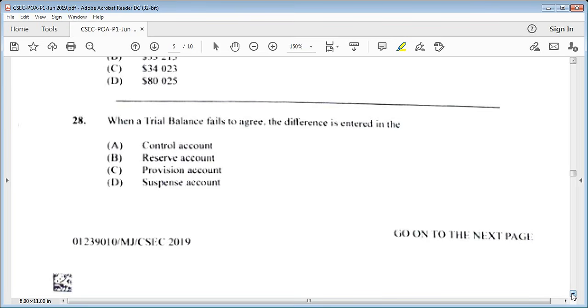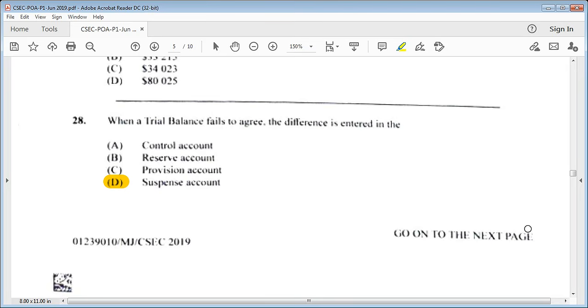Let's move on to 28. When a trial balance fails to agree, the difference is entered into A, control account, B, reserve account, C, provision account, D, suspense account. So what is our answer? We know it is entered into the control account. Sorry, I said control account? No, suspense account. An error there. Suspense account. Right. Because we know the control account is an account which checks the arithmetical accuracy of the subsidiary ledger. So it couldn't be that.